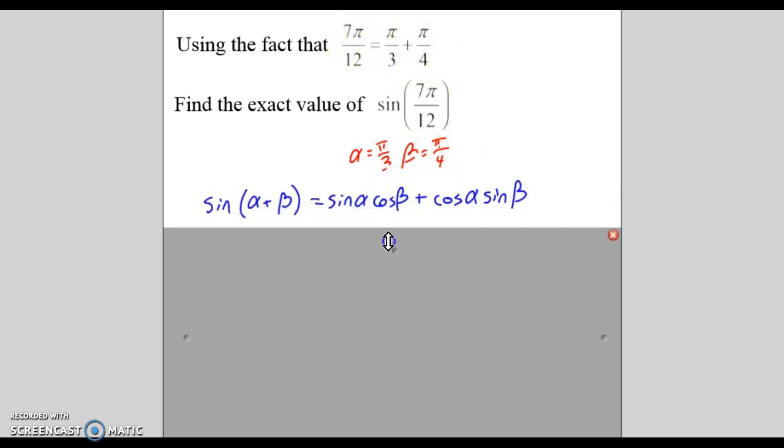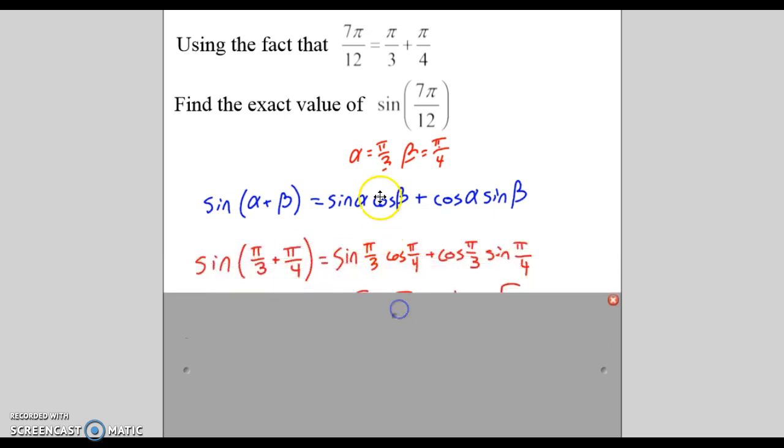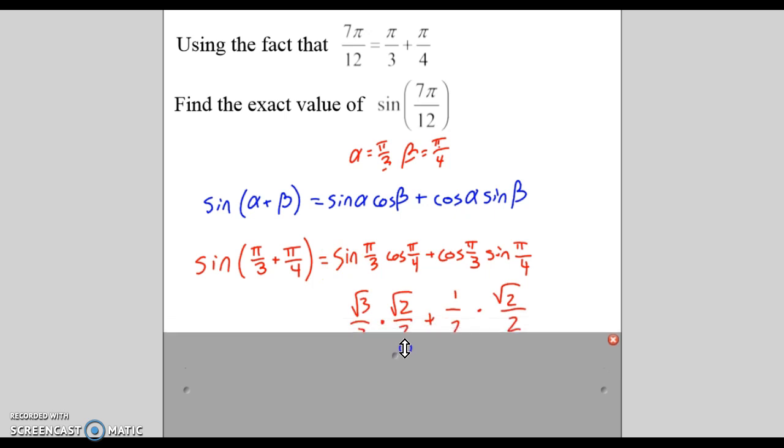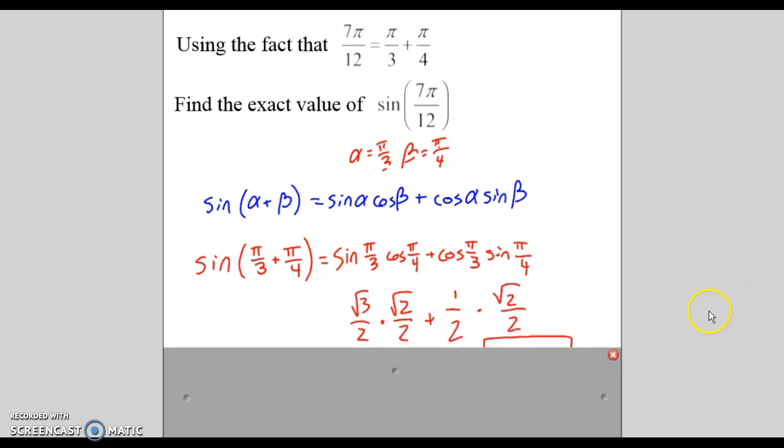Then I'm going to rewrite this using my sine alpha plus beta identity, and that gives me this: sine alpha times cosine beta plus cosine alpha sine beta. Then I take my values, alpha gets replaced with pi over 3, and betas become pi over 4. And now you'll notice on the right side here, all of those are values I can look up on my unit circle. So very similar to the problem we did two examples ago, but this time using radians.